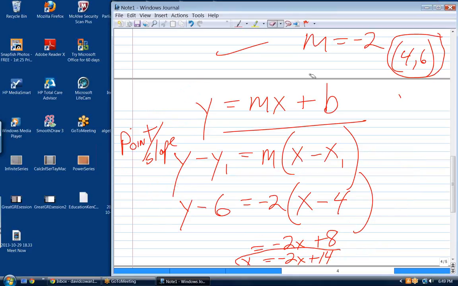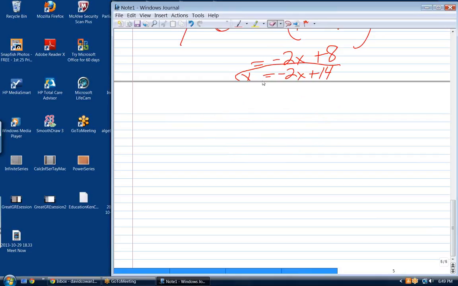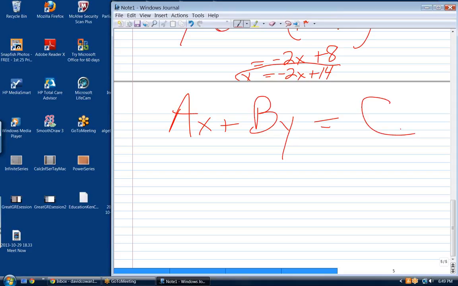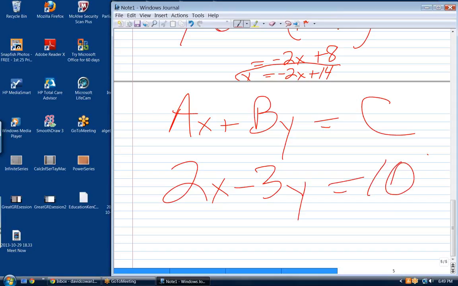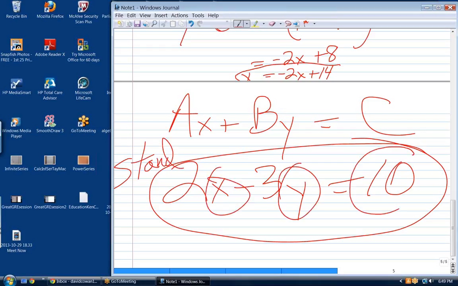Standard format. Standard format is where you have your x and y on one side, and you have your constant on the other. For example, if you have an equation like this, that's standard format. Notice that it's not in slope-intercept format and it's not in point-slope format. So standard is your x and y are on the same side, x first, the numbers on the other side.